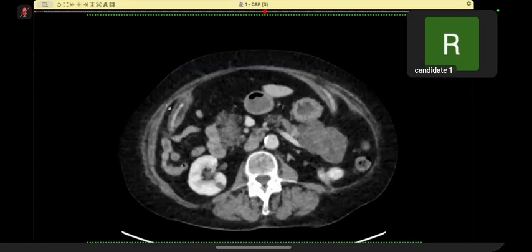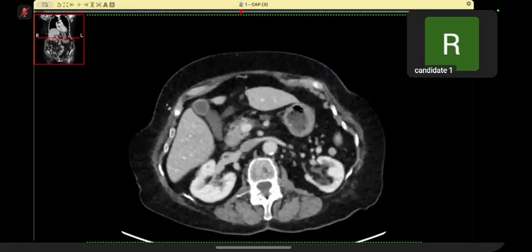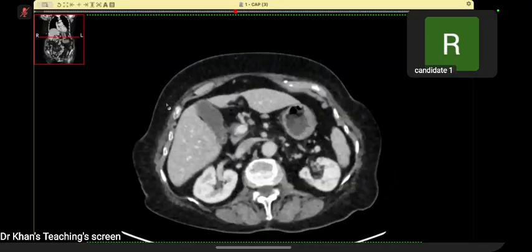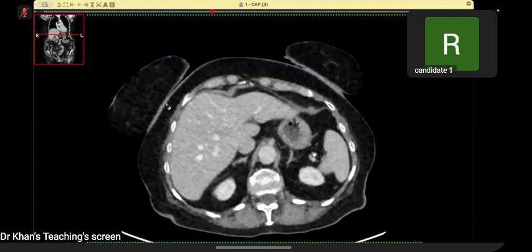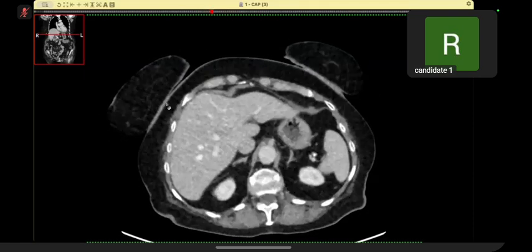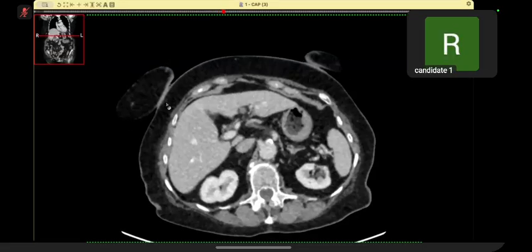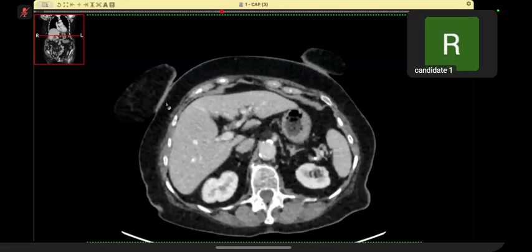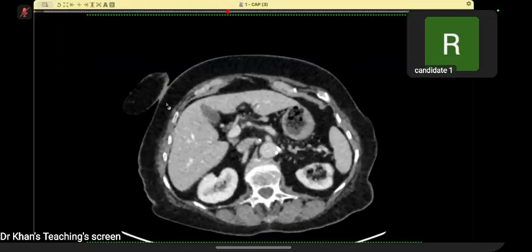I do not see any abnormal lymph nodes. So can you show me the adrenal, left adrenal? Appears normal. And there are no metastatic deposits in the liver.